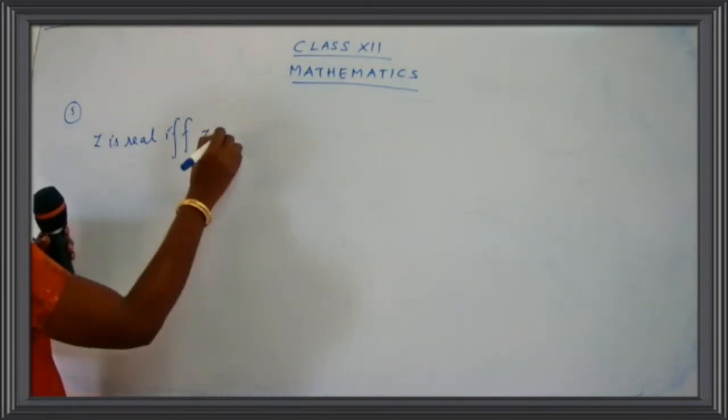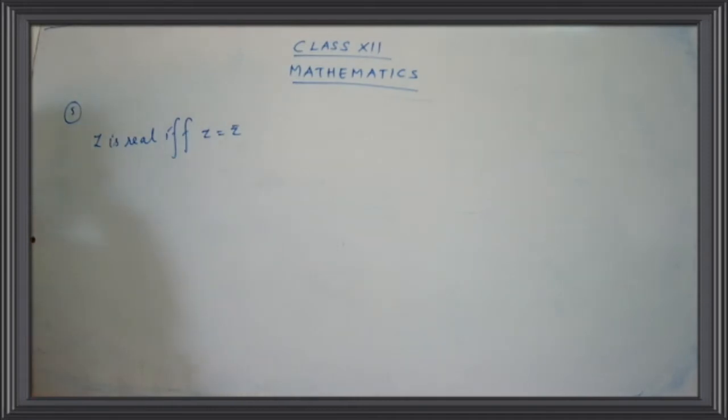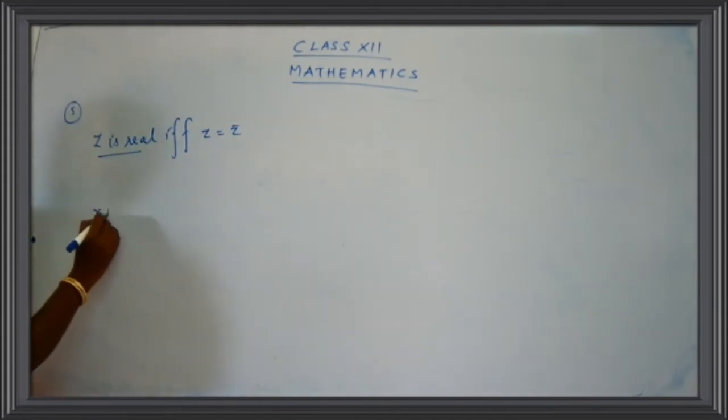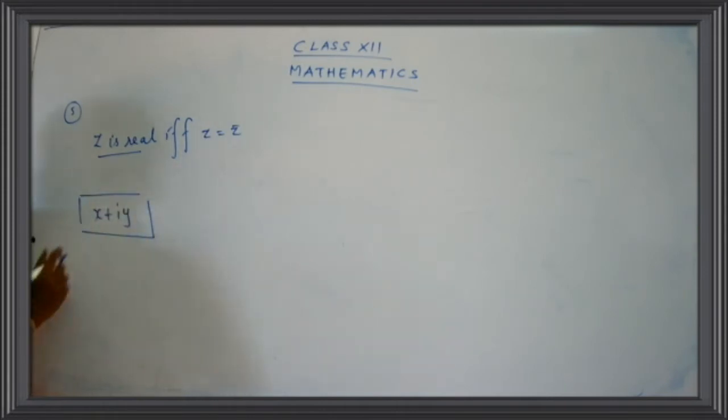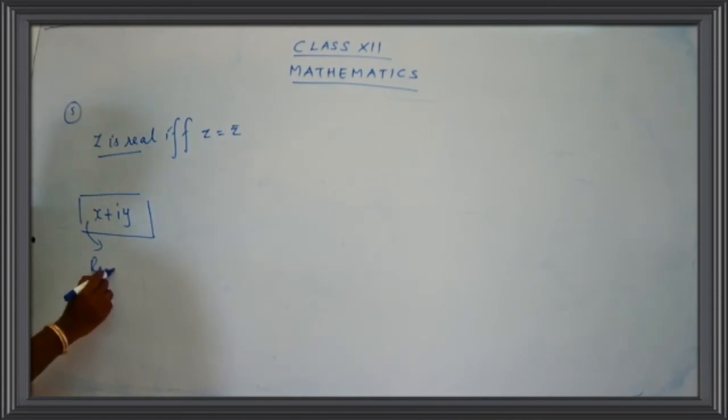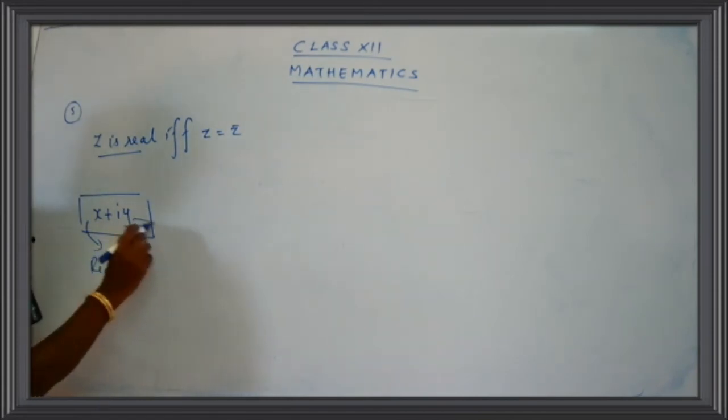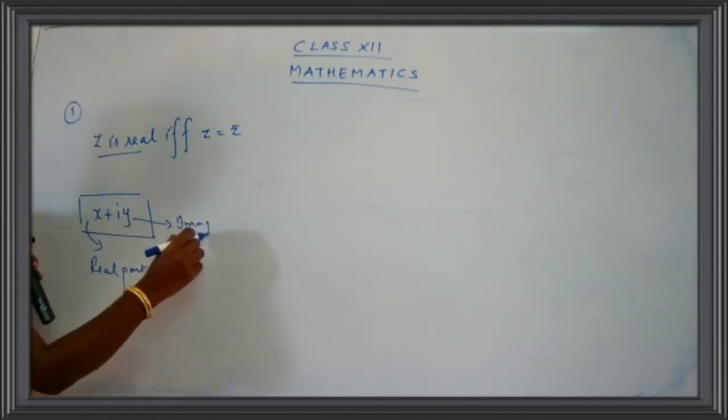Okay. Now, what do you mean by real children? I'll just explain what is the meaning of real before we go for the proof part. Now, we know that the complex number is x plus iy. This is the form of a complex number. What is this x? The x is the real part and the y is the imaginary part. Clear children? I hope you know this definition.